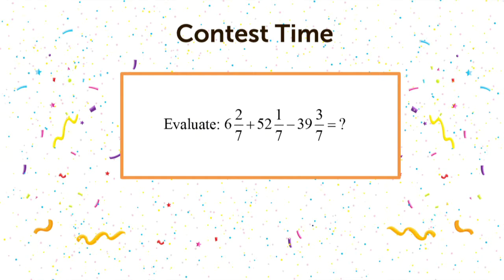for today's contest. The fraction is given, mixed fraction is given 6 into 2 by 7 plus 52 1 by 7 minus 39 3 by 7. They are in the mixed fraction. What is the final result?